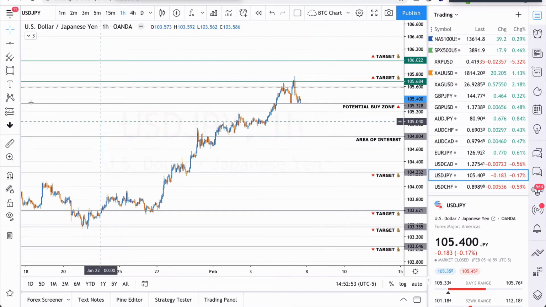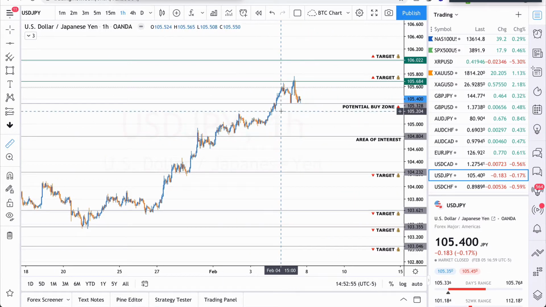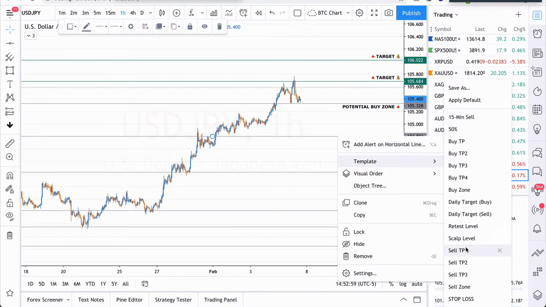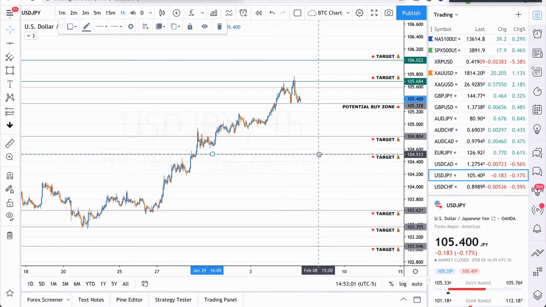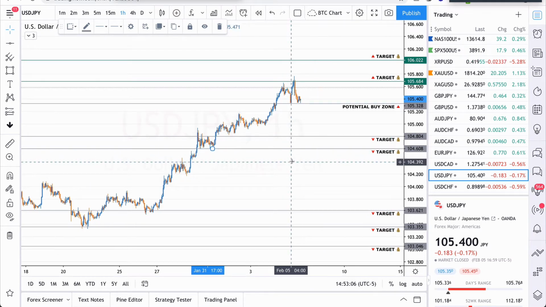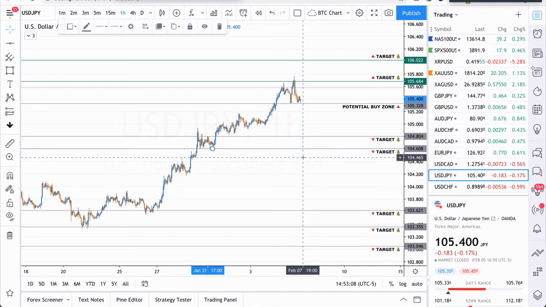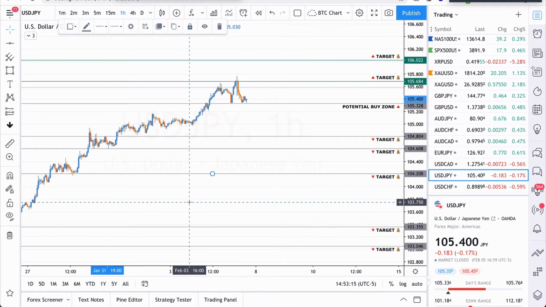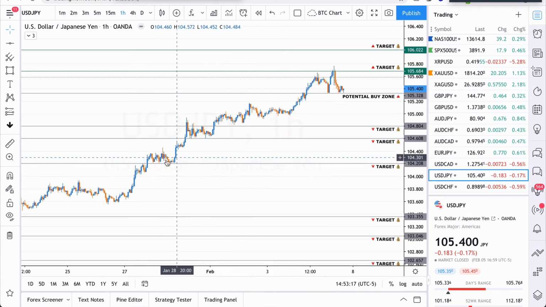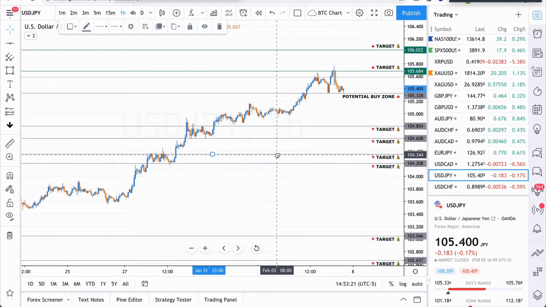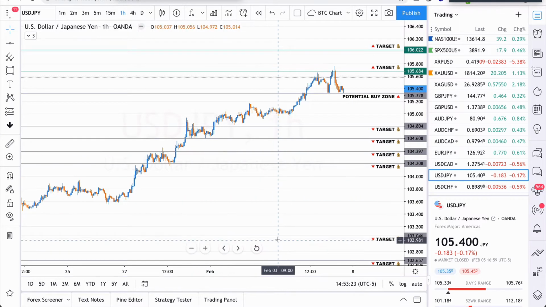So this will be a first target. Let's see how many pips that is right here. Perfect. First target, second target. Bring this up here. If you notice, all I'm doing is coming to where noise is. Keep this thing simple. Come to where noise is.